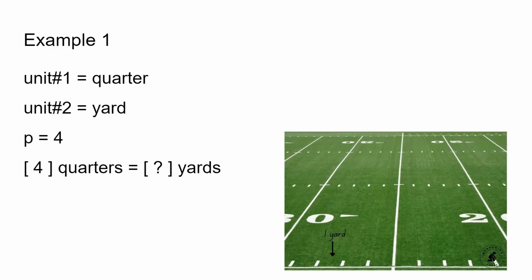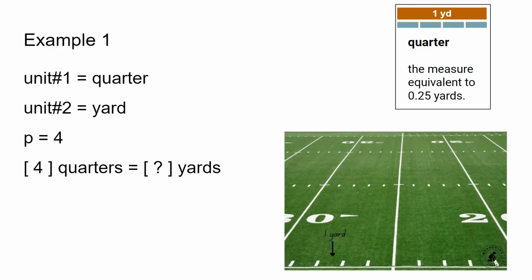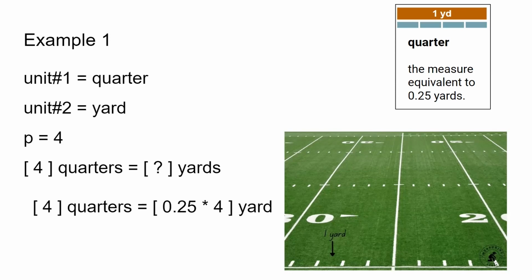We know that a yard can be seen on a football field through these lines. Luckily for us, we also learned in the student guide that 1 quarter is equivalent to 0.25 yards, or 1/4 of a yard. Therefore, we can do some math. If 4 quarters is asked for, we can do 0.25 times 4, since 1 quarter is 0.25 of a yard. Our final answer would be 4 quarters equals 1 yard. Or in other words, for 1 yard, there'll be needed 4 quarters. This makes sense because, as seen in the diagram here, 1, 2, 3, 4 quarters make up 1 total yard. So that was an easy example.